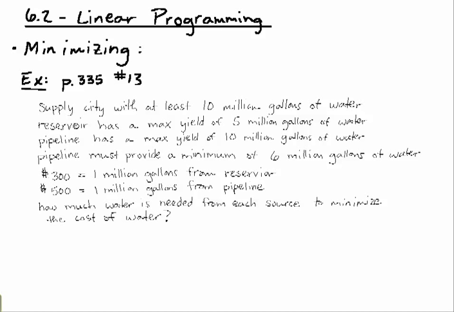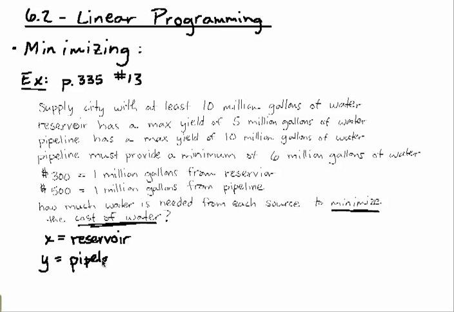And now I have summarized the information as you see there. And again, we first want to look at, are we maximizing or are we minimizing? Well, we are minimizing. We're minimizing the cost of the water. So we first want to identify our x and our y, our variables. We can let x be the amount of water that we get from the reservoir, and y be the amount of water we get from the pipeline.